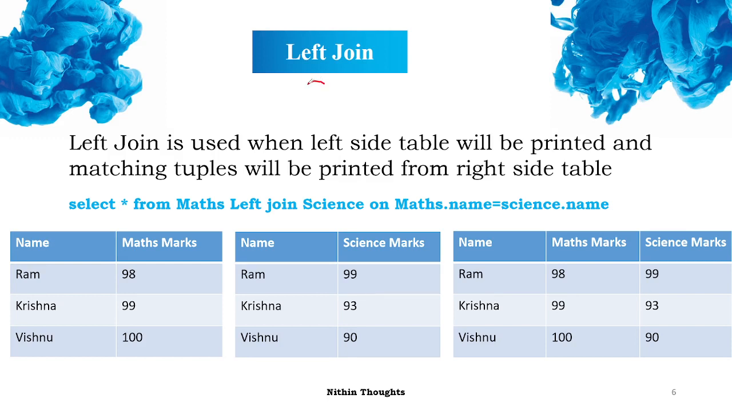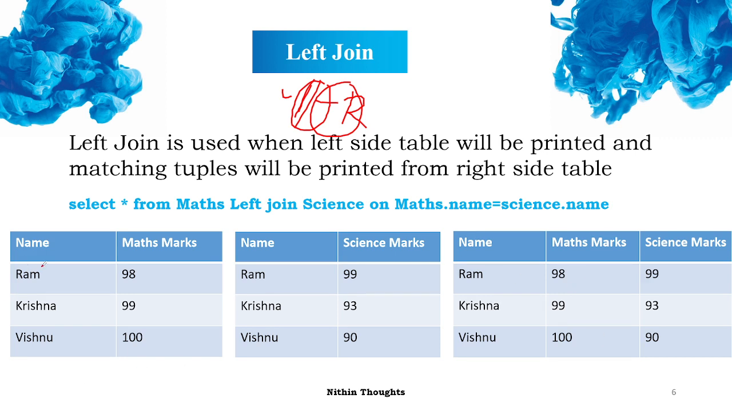In the case of left join, assuming this is table A and this is table B, this is the left table and this is the right table. In left join, the entire left table will be printed first, and whatever is common here will be printed from the right table. All the tuples will not be printed from the right table, but all the tuples in the left table will be printed first, and all the values which are matching in the right table will be printed.